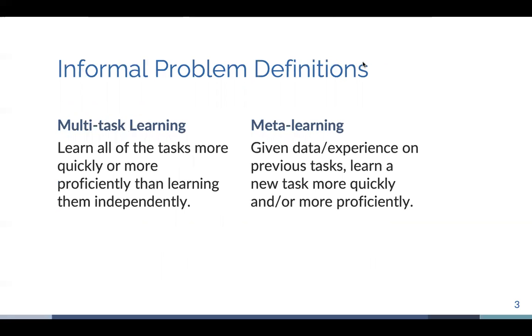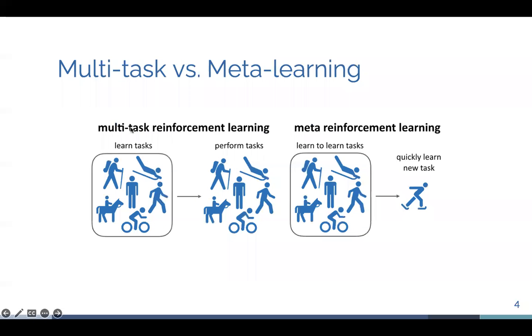Okay, let's check the difference between multitask learning and meta learning. In multitask learning, we solve all tasks more quickly and proficiently together than learning them independently. But in meta learning, we use the prior experience from solving previous tasks to solve a new unseen task. Here is an example of reinforcement learning. In multitask reinforcement learning, we have some tasks and we want to perform these tasks together more quickly.